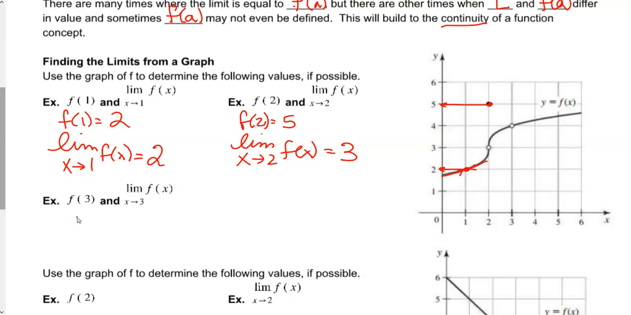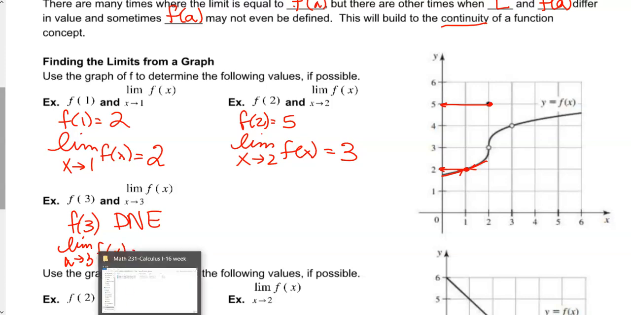All right, let's try f of 3 and the limit as we approach 3. We go over to x equaling 3. I go up and figure out where that solid dot is, or where I'm passing through on the solid line. Notice there is nothing. So this is a case where my function value does not exist. Does that mean automatically that my limit doesn't exist? Because the function is defined around x equaling 3, as I come from the left of 3, I get closer and closer here. From the right of 3, I get closer and closer here. Therefore, my limit is equal to 4 in this case.